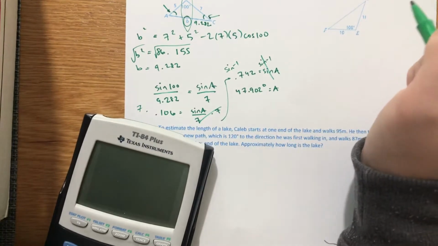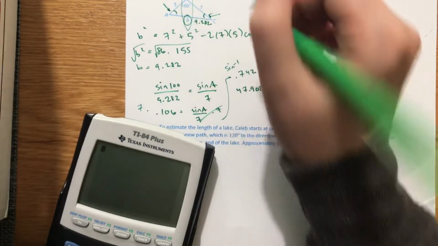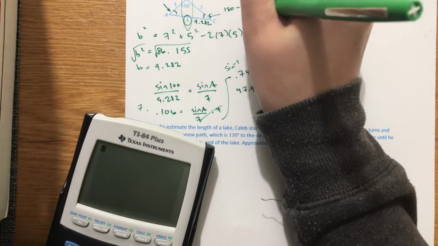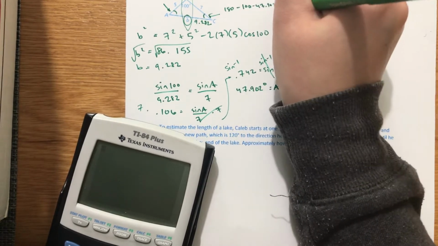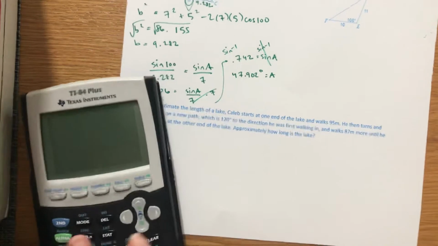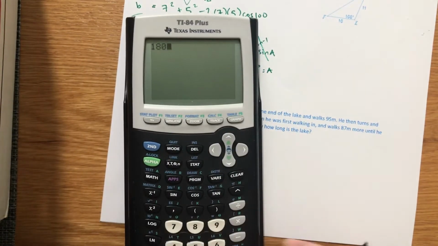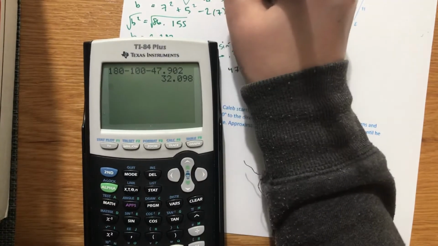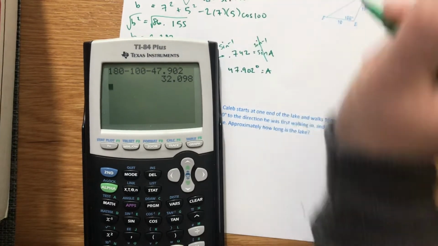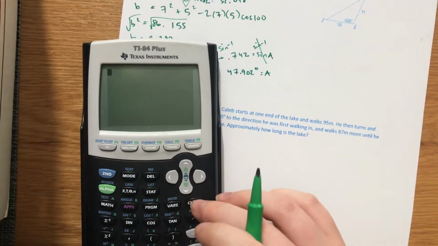And then last step, to find angle C. We know 2 out of the 3 angles now, so just do 180 minus 100 minus 47.902, which is 32.098. So this one is 32.098 degrees. And we're done.